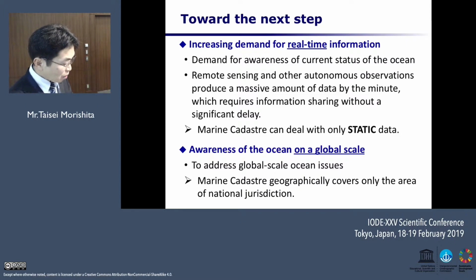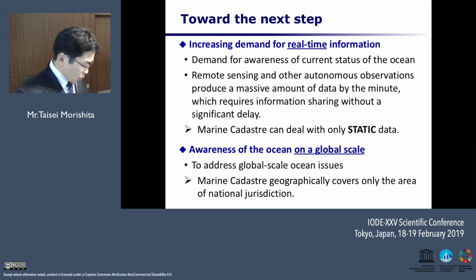There are two essential elements to be improved. One is to deal with real-time information, in other words, time-dependent information. Needless to say, our ocean challenges, such as SDGs, need to be aware of the current ocean situation. Besides, remote sensing and other autonomous observations produce a massive amount of data by the minute. And such data are becoming to be transferred in near real-time manner. Information assembling, therefore, should be done without a significant delay. However, marine cadastre can deal with only static data, which does not change much with time.